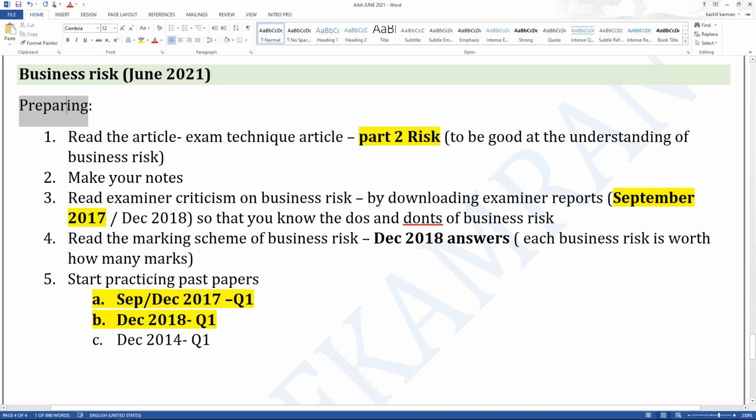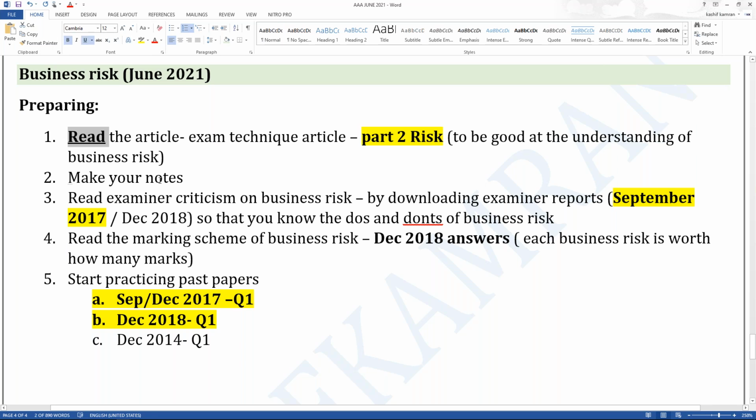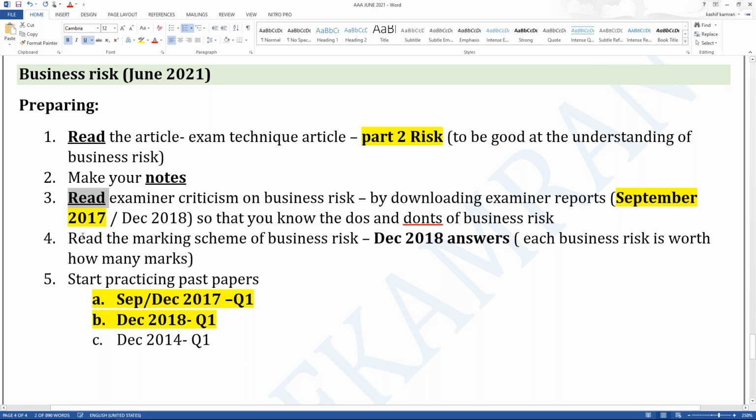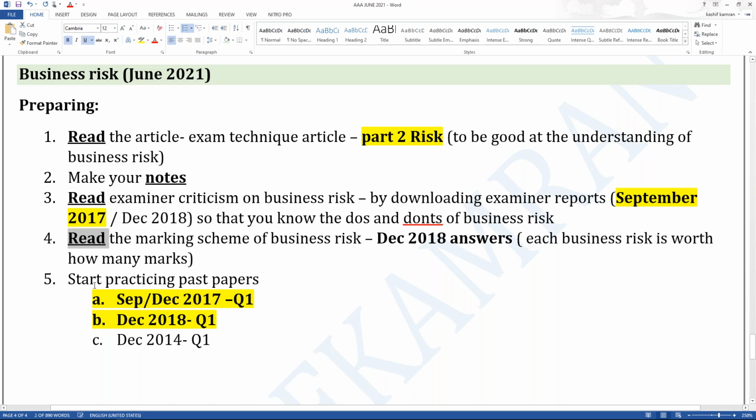How would you prepare for business risk? Number one, read. Number two, make notes. Number three, read. Number four, again, read. And number five, practice. Is that approach clear?